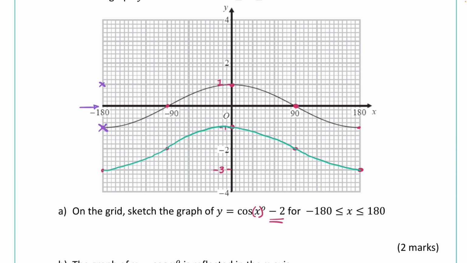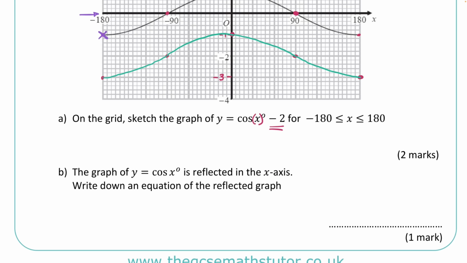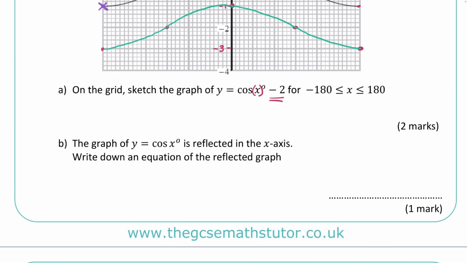Now if the y-coordinate is changing, then it's not a piece that goes in the bracket with the x. So with the reflection, it's a minus symbol, and it goes not with the x, but outside of the bracket at the start. So this will be the start of the cos. So I'd write it as y equals minus cos of x. And that would be the equation there.